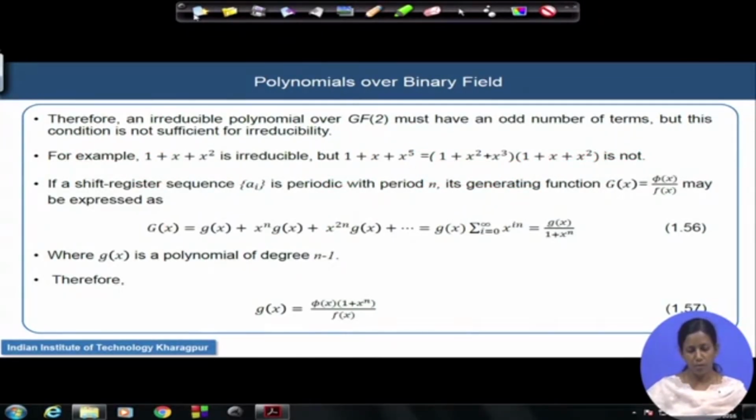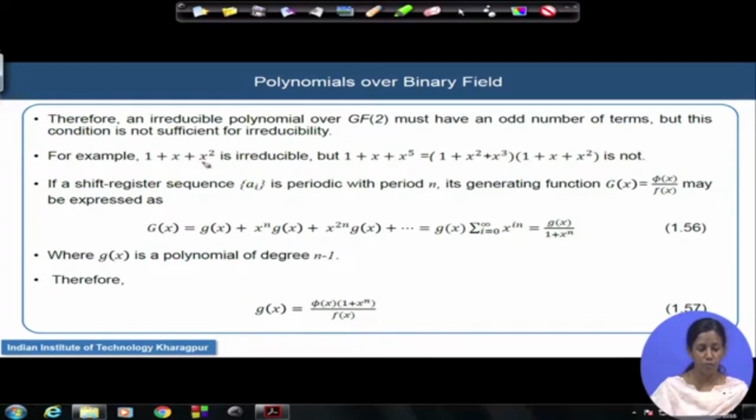Another important consideration: an irreducible polynomial over a Galois field should always have an odd number of terms by default, because if it has an even number of terms, then x plus 1 will divide that polynomial. But remember that this is not a sufficient condition to prove irreducibility.